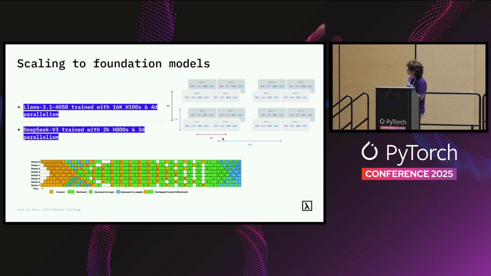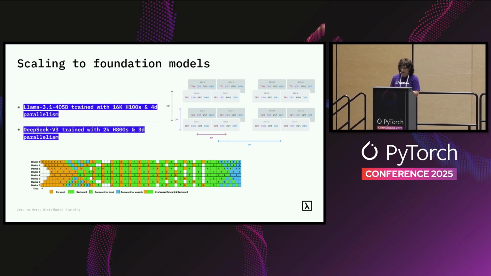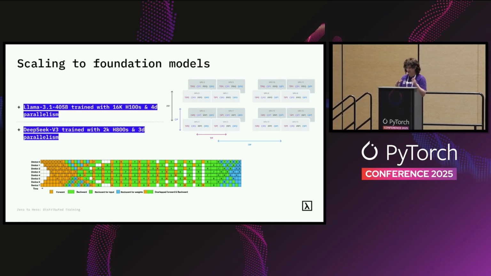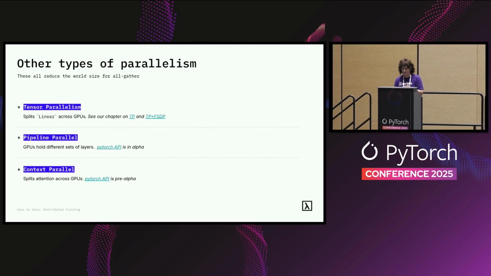DeepSeek was trained with 2,000 GPUs and 3D parallelism. And this graph from their paper shows their pipeline parallelism schedule. I think this is such an interesting area for research, because if you notice these white bubbles here, those are called pipeline bubbles, and that's when your GPUs are sitting idle. It's really hard to design a pipeline parallelism algorithm that doesn't have pipeline bubbles. And when you have 2,000 to 16,000 GPUs, it's very expensive for them to be sitting there doing nothing. So a lot of work goes into actually doing all this.